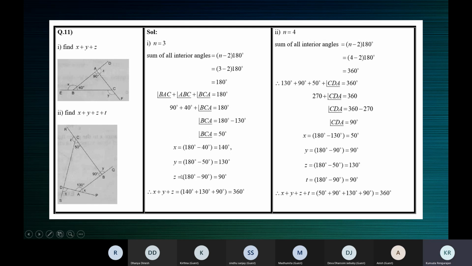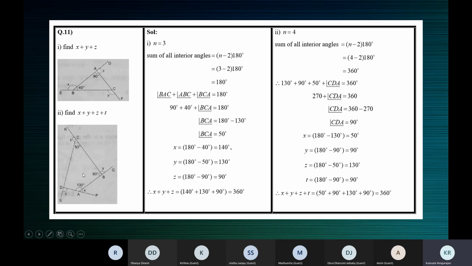Children, I'll just tell you how the answer flows, so please listen to me. To find X, you have its interior angle, 40 degrees. To find Z, you have its interior angle, 90 degrees. To find Y, you don't know its corresponding interior angle, so first you should find angle BCA. BCA is 50 degrees. Then find X, Y, and Z using the property that exterior angle is equal to 180 minus interior angle. Then add X plus Y plus Z.